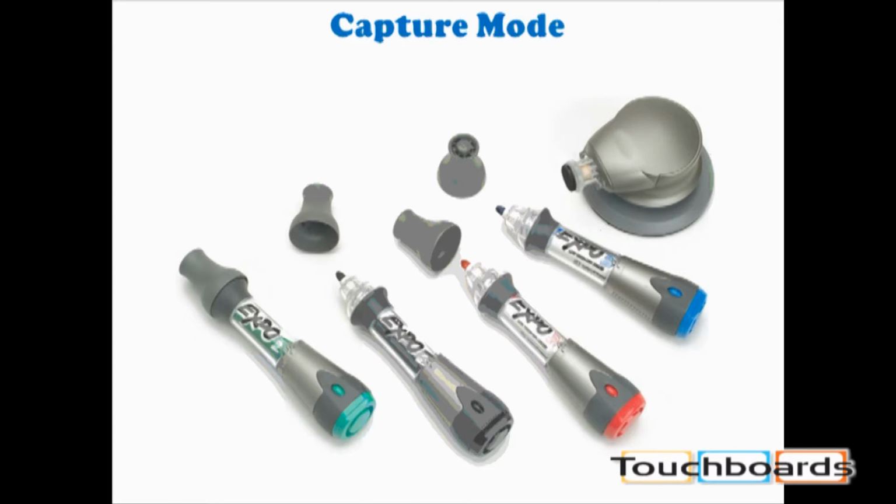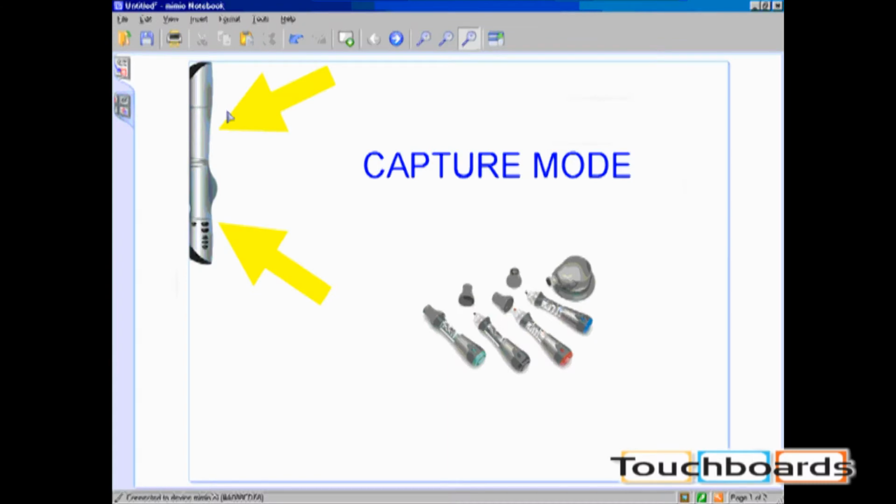When in Mimio Notebook, it is easy to see what mode you are currently in. When in capture mode, there is an image of the bar at the upper left-hand corner. When in interactive mode, this image disappears.